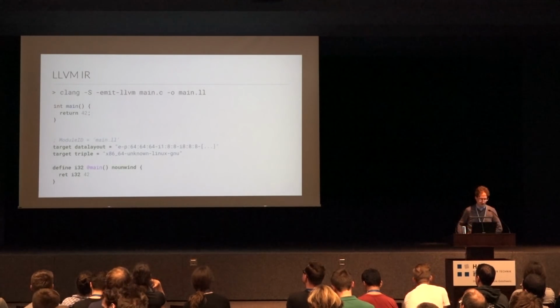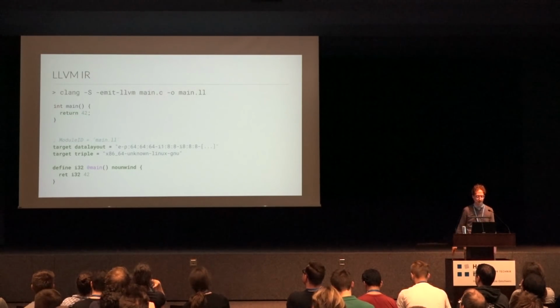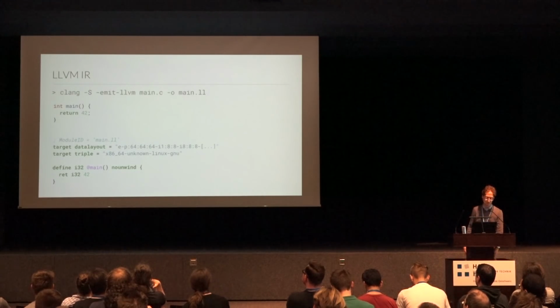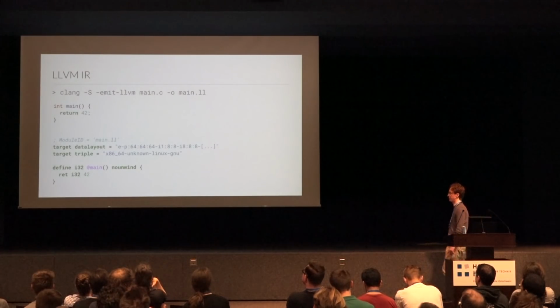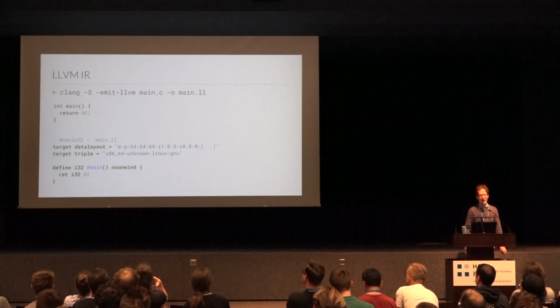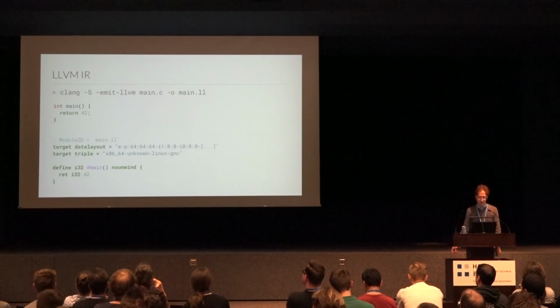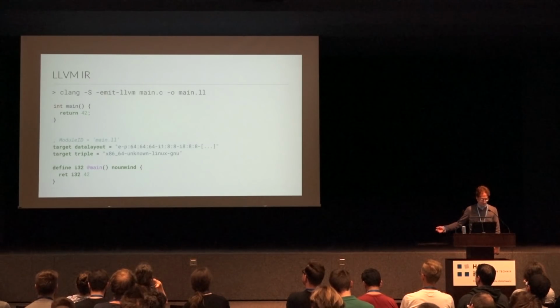So what does this look like under the hood? You have a C program. It says int main return 42. You can ask Clang to output the llvm-ir, and it looks kind of like this. The top-level bit of it is a description of the assumptions about the architecture that we're running this code on: how data is laid out in memory, what's the size of a pointer, what's the maximum size of a register, and then what's the target.